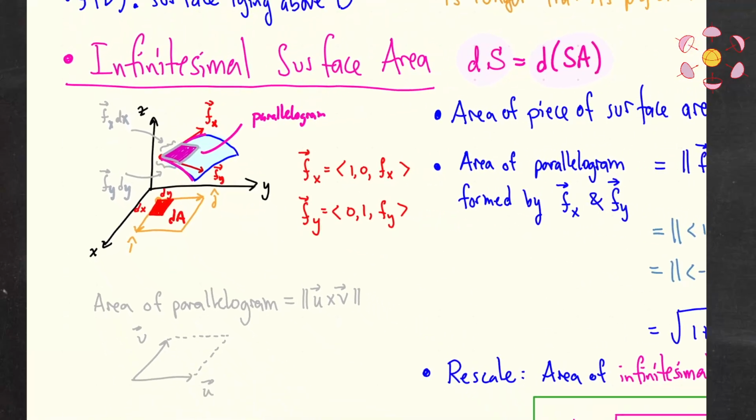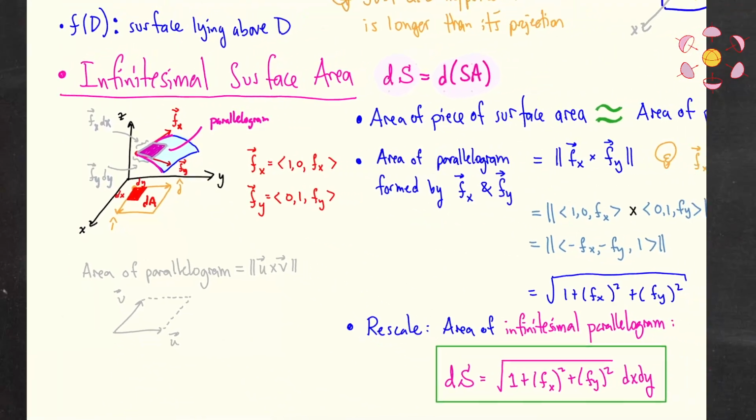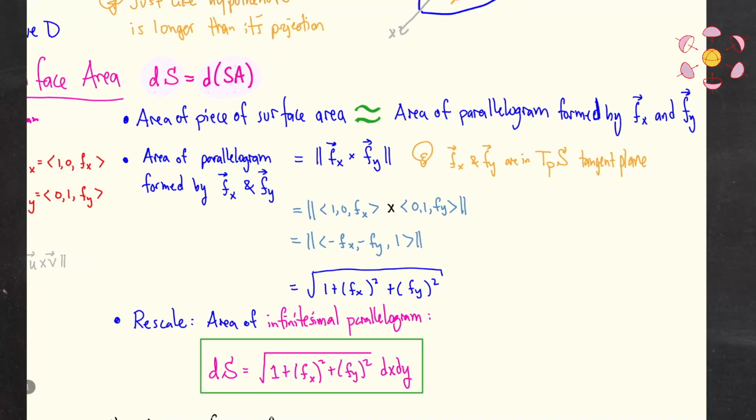Okay, cool. So looking through the details here, the intuition is that the little tiny piece of surface area is approximately equal to the area of the parallelogram formed by f of x and f of y, but we of course have to multiply this by dx and dy. So we've got the area of the parallelogram. Conveniently enough, we've studied this. We calculate the cross product and then take the magnitude.